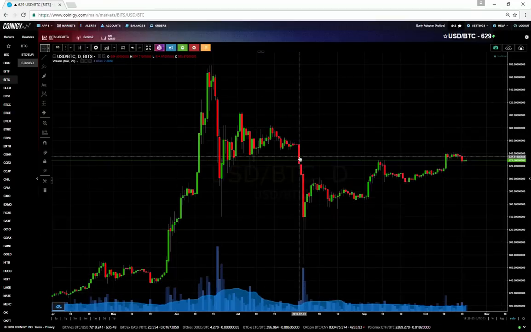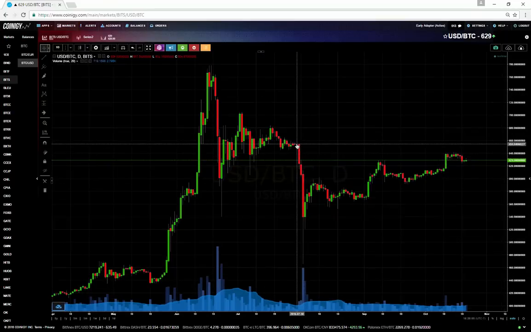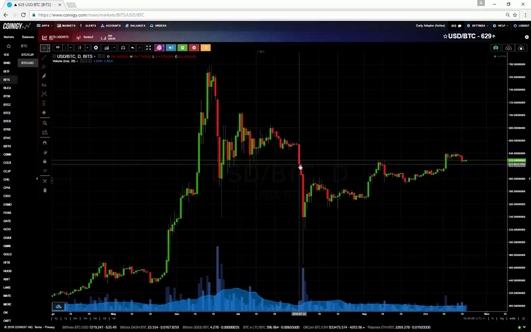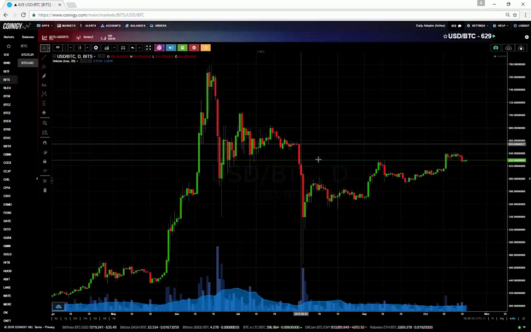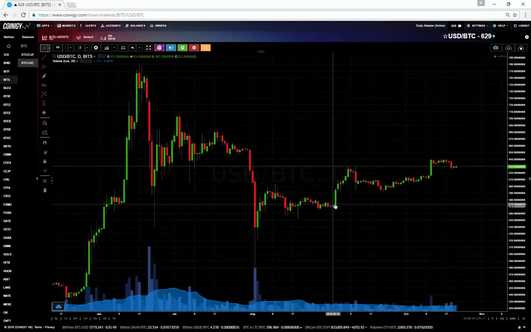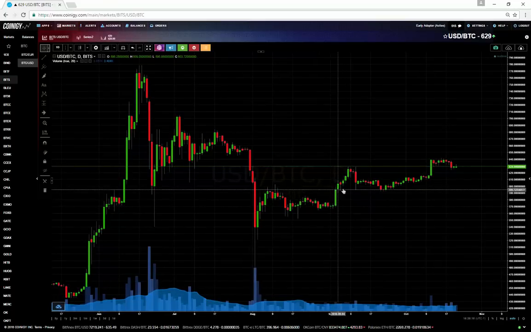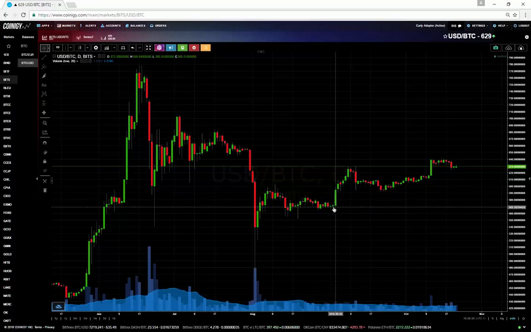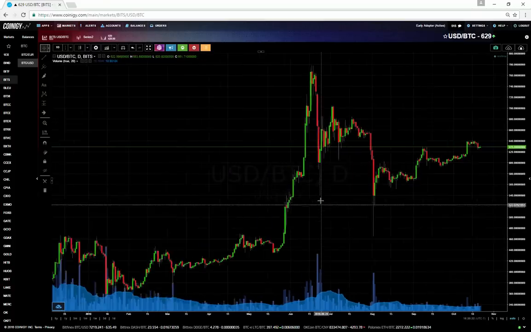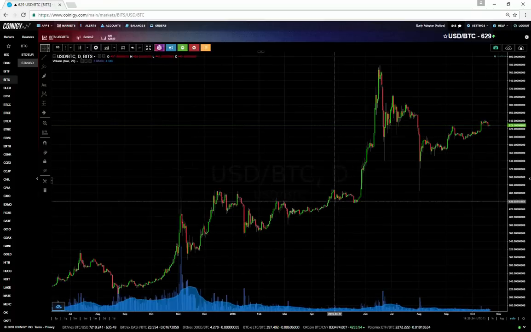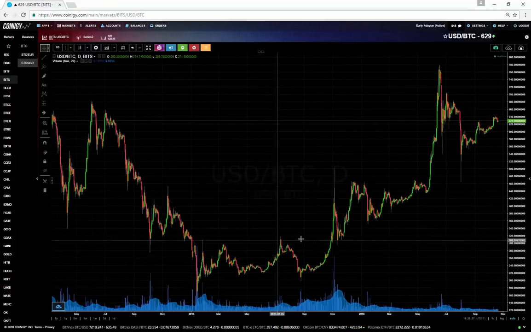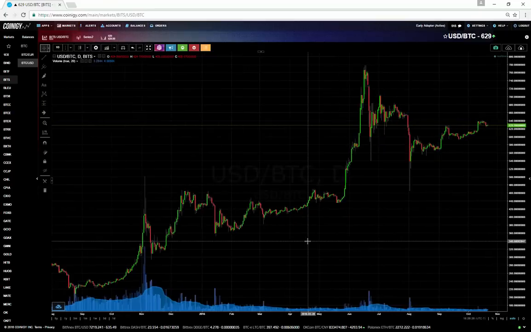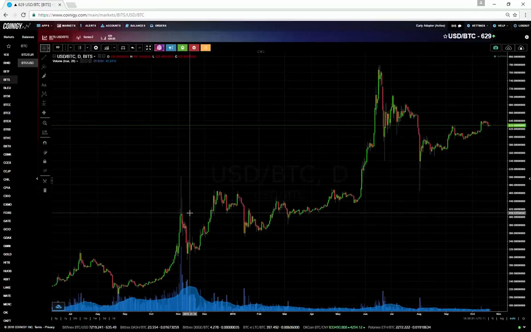So when you have a red candle, generally that means that the price closed lower than where it opened. And when you have a green candle, it represents the price closing higher than where it opened. So when you put it all together and have this visual representation, you can see a much bigger picture.